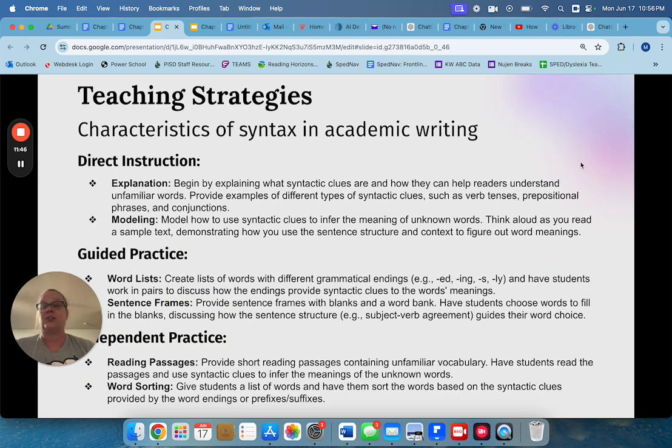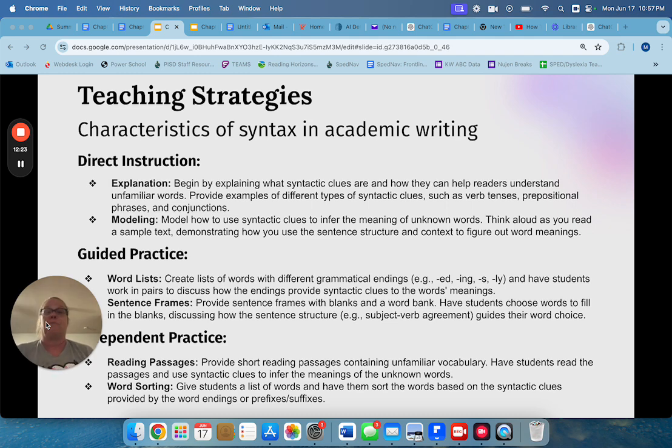All right, so our teaching strategies. These are some of the characteristics, and it says in academic writing, and it is within academic writing, but it's also just general teaching strategies when you're coming to teach syntax. So when you're looking at direct instruction, we're going to use explanations, and this is going to be explaining what the syntactic clues are and how they help you understand familiar words.